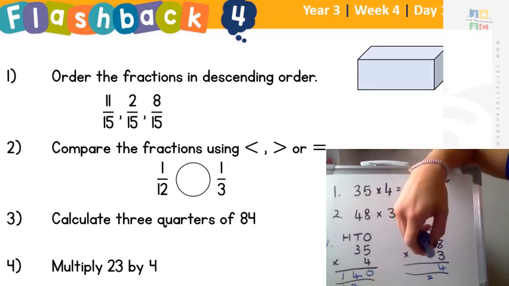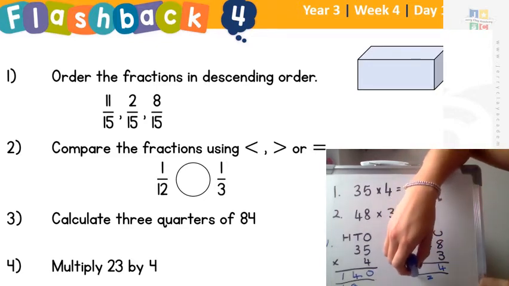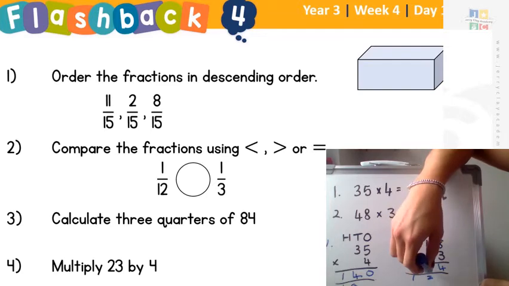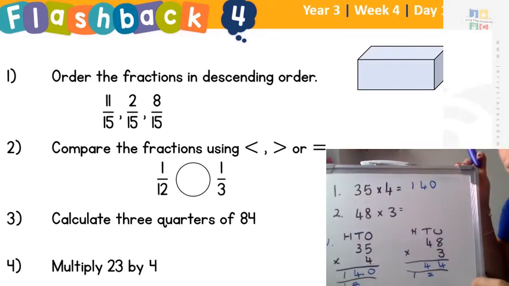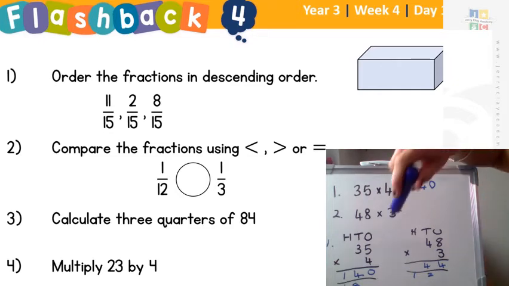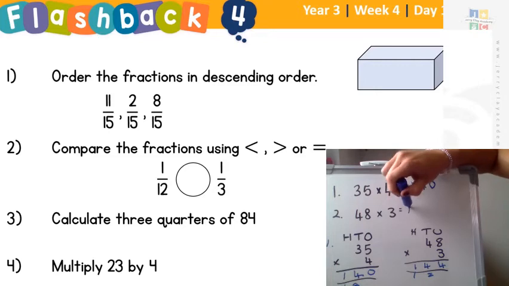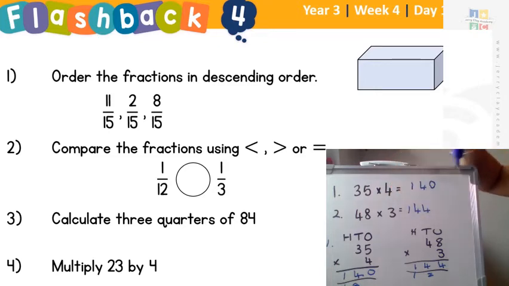Again I can't put 14 in one column, so I would exchange 10 tens for 100 and I would put my 4 in my tens column. So again I can see it says 14 and then nothing in my hundreds. Times by 3 is nothing. Add my 1, which is 144. So if you've got both of those correct, fantastic.